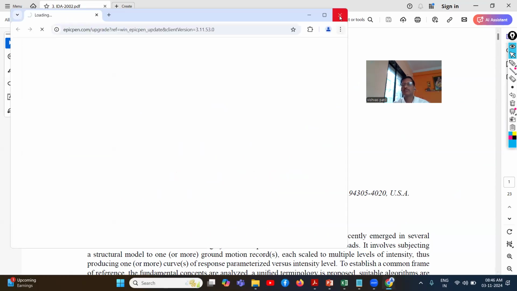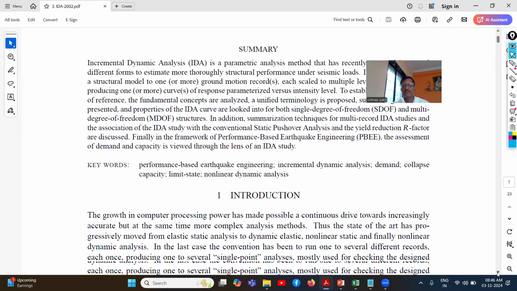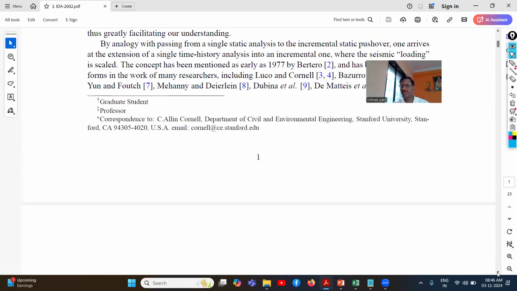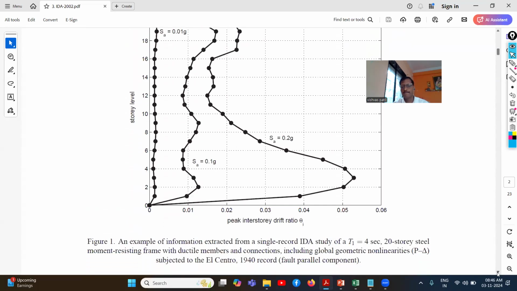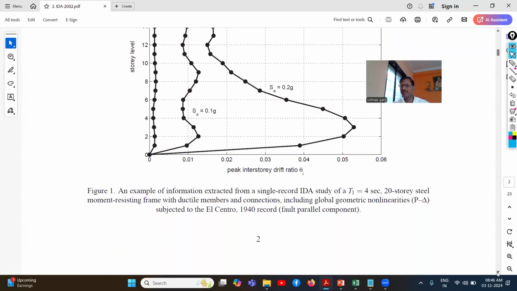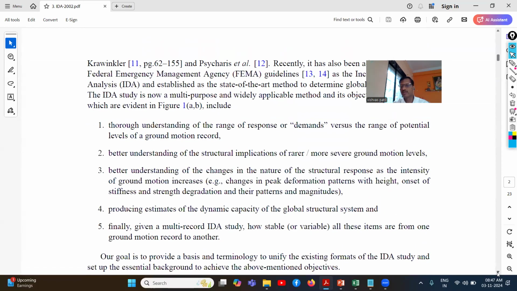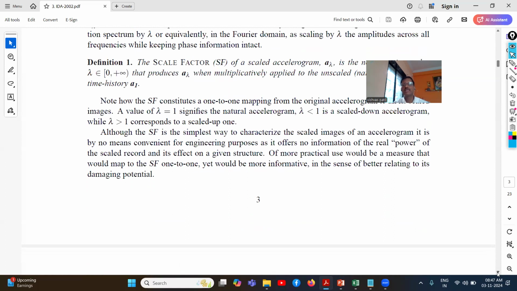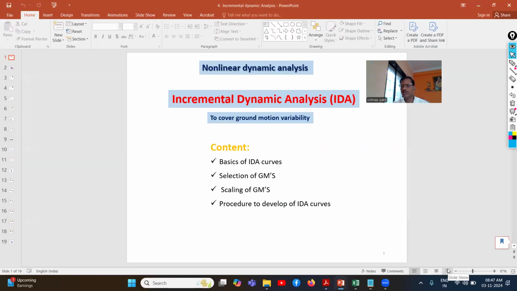In this method, what actually is an IDA curve, how is it developed, what do we mean by intensity measure, how to select an intensity measure, what are the building responses known as damage measures, what is the selection criteria for the damage measure, what is a multi-IDA curve, and what is a single IDA curve. All the basics of IDA curves and the IDA method are discussed in this paper, so please refer to this particular paper for more details. Okay, now coming to the presentation.